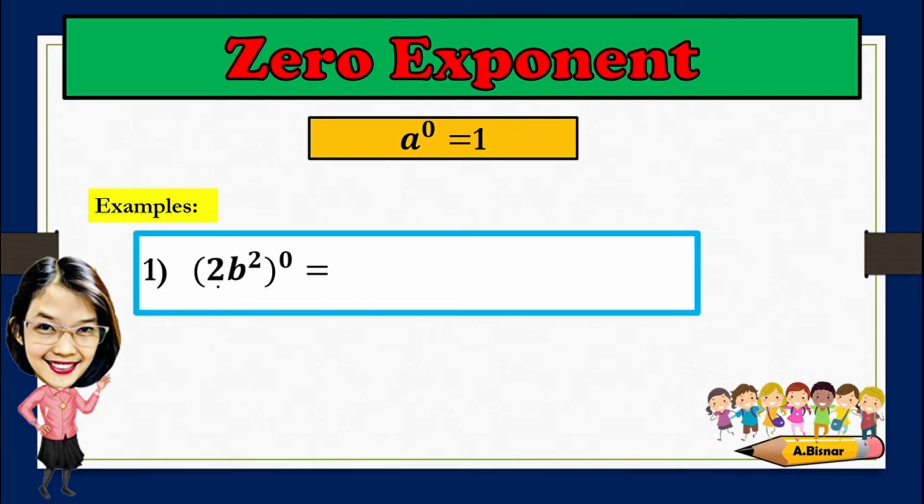For example, 2b squared raised to 0. As you observe, this is our base, and this base is raised to 0, which means this is already equal to 1.